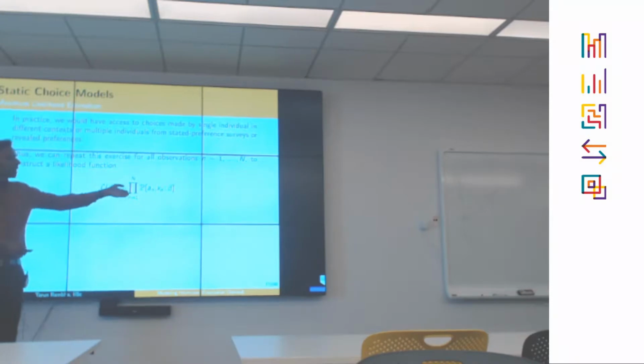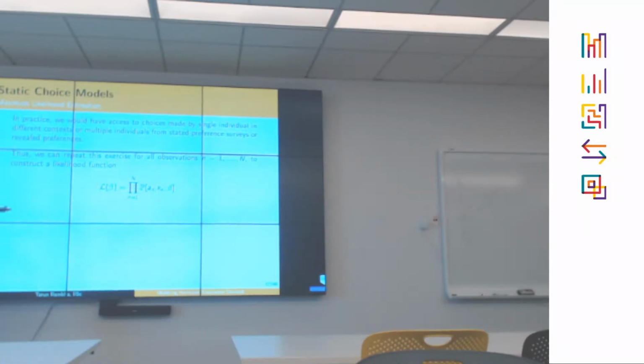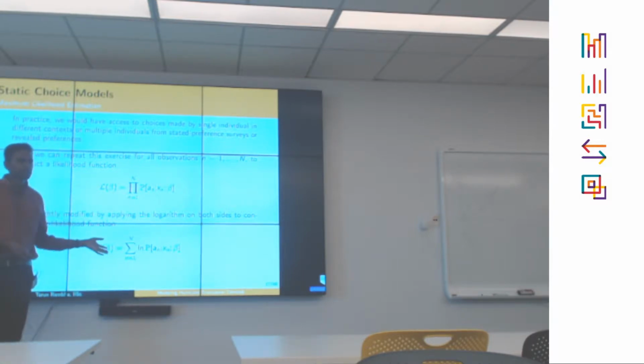And then you're multiplying this over all the observations or all the samples that you have, and you construct this likelihood function. And then you take the logarithm on both sides and come up with the log likelihood function, and this is what you try and maximize. So this gives you the best fit for the data that you have.